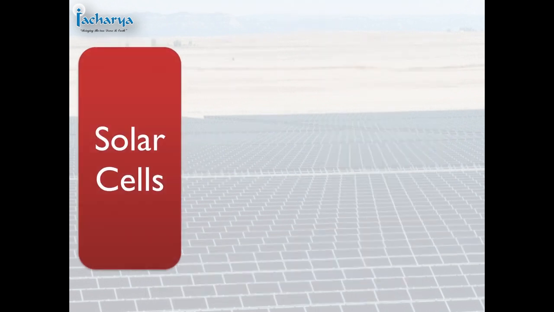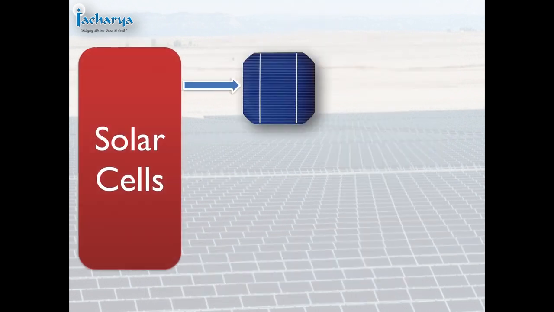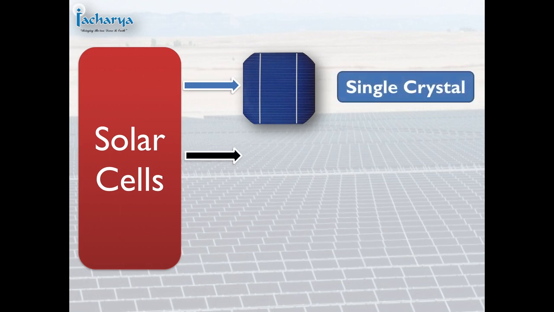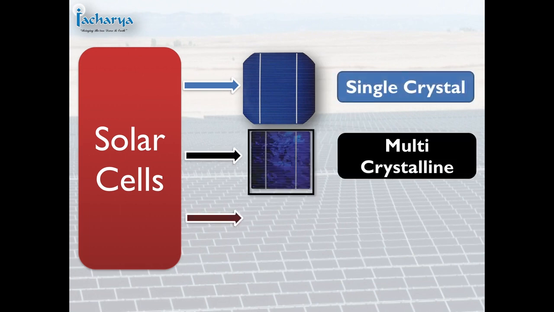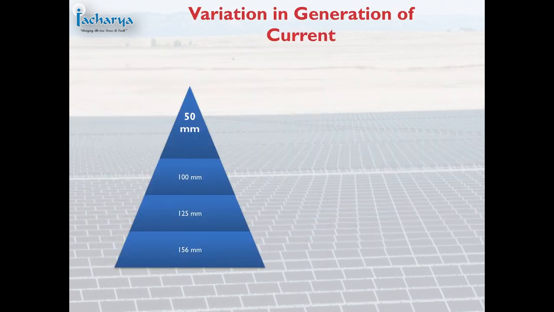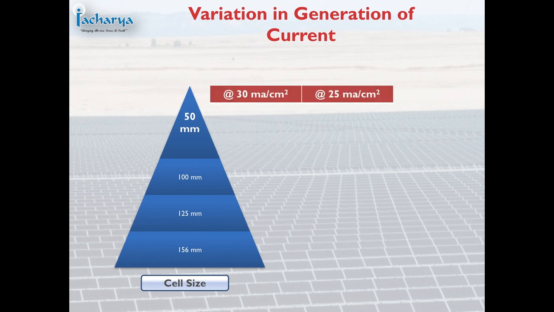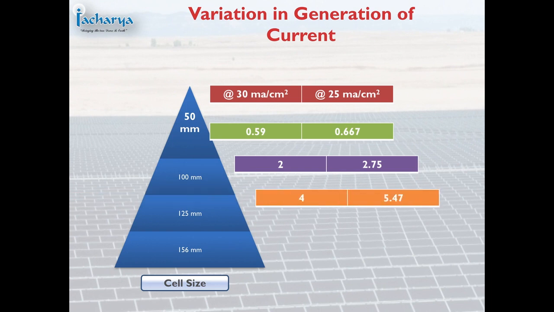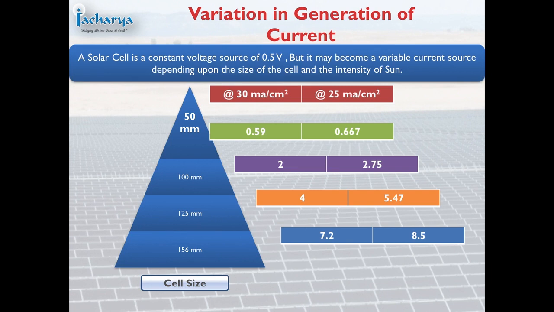This slide shows how the solar cells would look. The first one being single crystal, next the multi-crystalline, and then the amorphous silicon cell. Variation in generation of current. This slide depicts the variation in generation of current depending upon the size of the solar cell for different efficiency or current density. A solar cell is a constant voltage source of 0.5 volts, but it may become a variable current source depending upon the size of the cell and the intensity of sun.